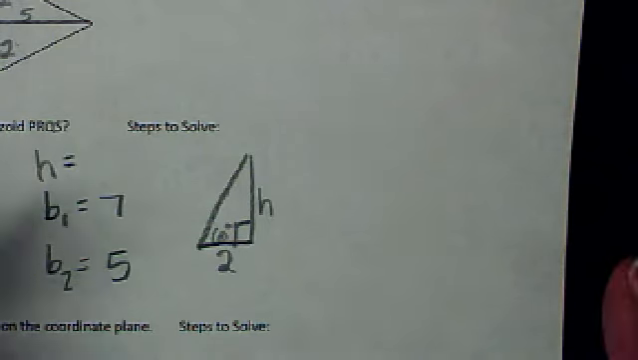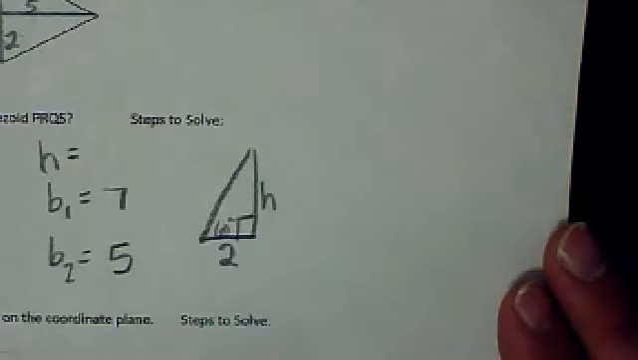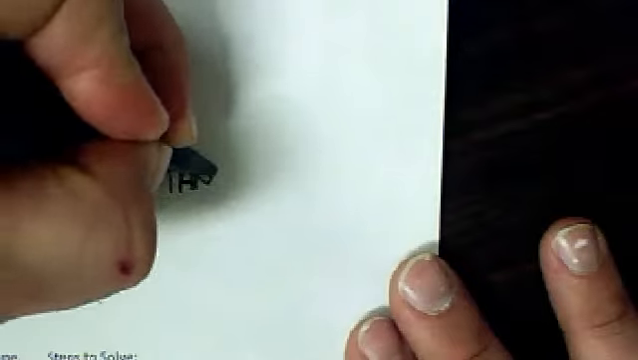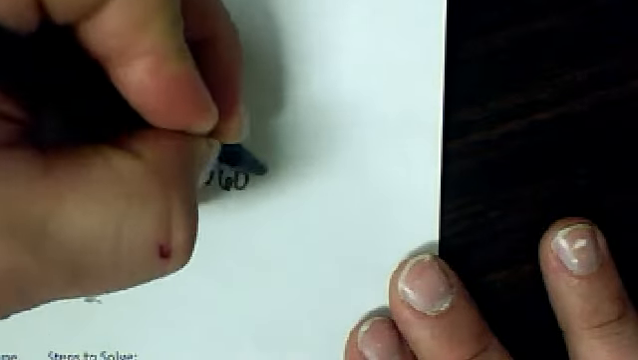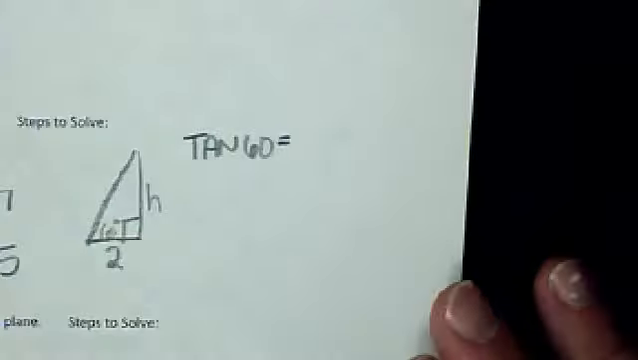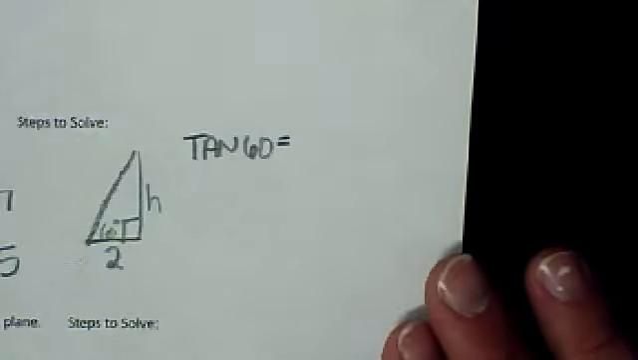Now, I'm going to use trig. You can use special right triangles if you want to, your 30, 60, 90. But using trig here, I know that I have no value in the hypotenuse that I'm trying to find or that I'm given. So automatically I should say that I'm going to be using my tangent function. So the tangent of 60. Remember that the tangent function is always opposite over adjacent. So the opposite from 60 is h and the adjacent is 2. So h over 2.